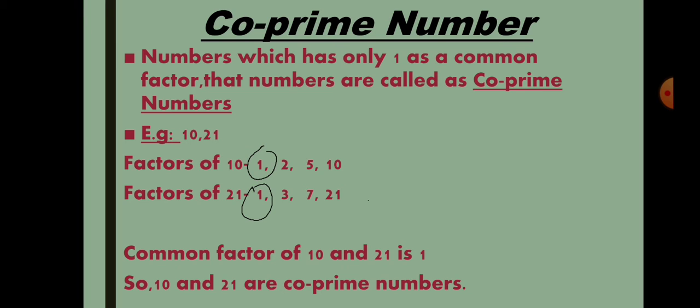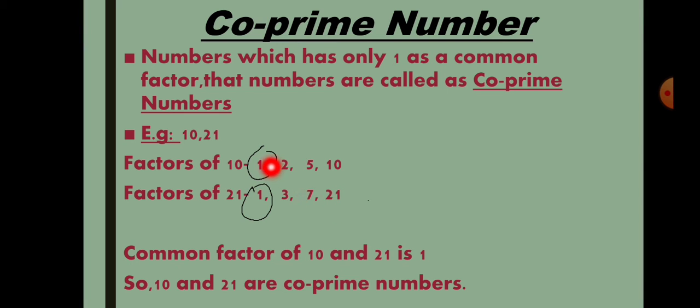Now factors I have already explained to you: a particular number will be given to you and you have to write in which tables that number comes. So those tables are called the factors of that number. So here the example is 10 and 21. First we will write the factors of 10. That means in which tables the number 10 comes. So it comes in 1 table, 2 table, 5 table and 10 table. Then the factors of 21. So it comes in 1 table, 3, 7 and 21.